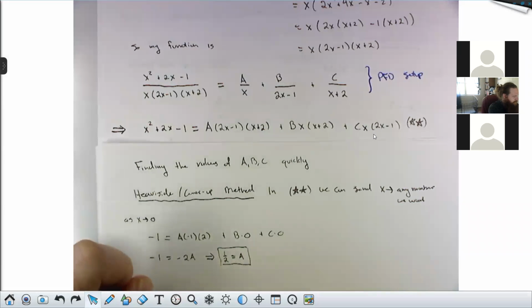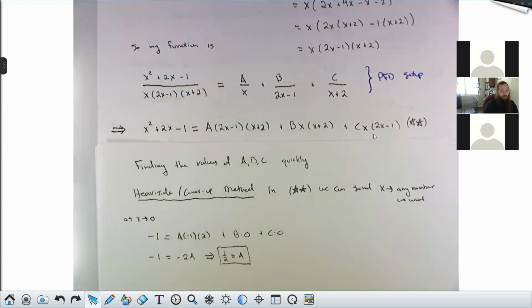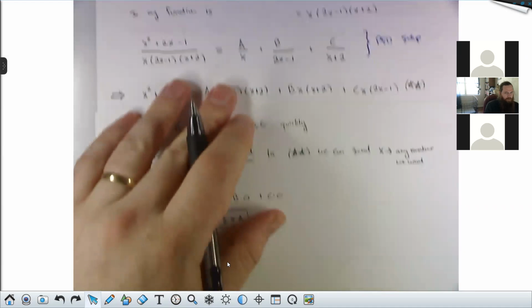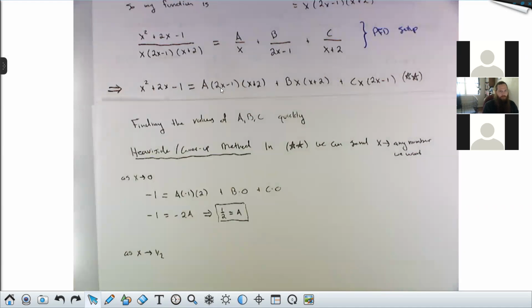As x goes to 1/2, see, I'm choosing this number. I chose 0 because I know that this factor will kill both of these terms when I send x to 0. My next move here is to send x to 1/2 because I know this factor and this factor will both drop out if I plug in 1/2 for x.